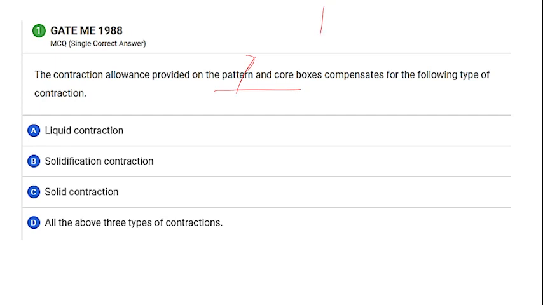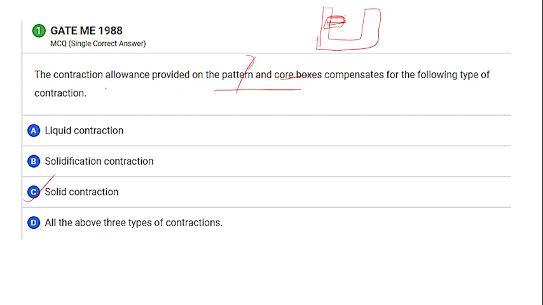For core boxes also, suppose you are making this kind of shape. This is your core also, right? So this will also have some solid contraction, right? So on your core also we provide some allowance. So that is what it is written as, allowance provided on core box. C was correct. I think people said C in the first.